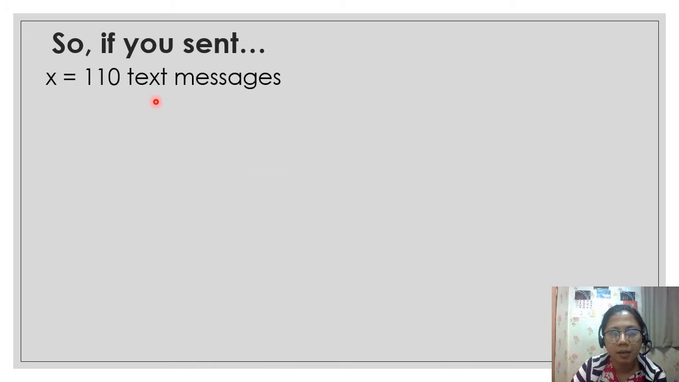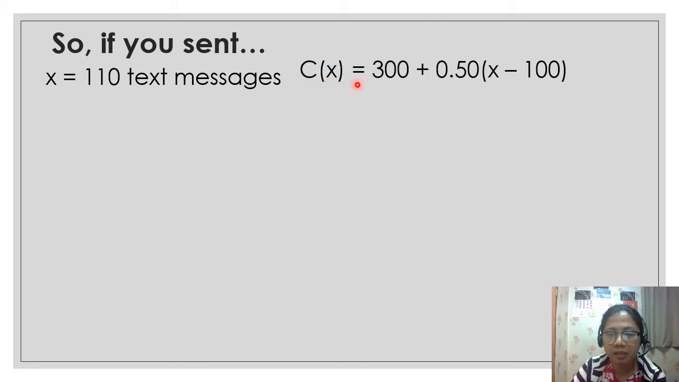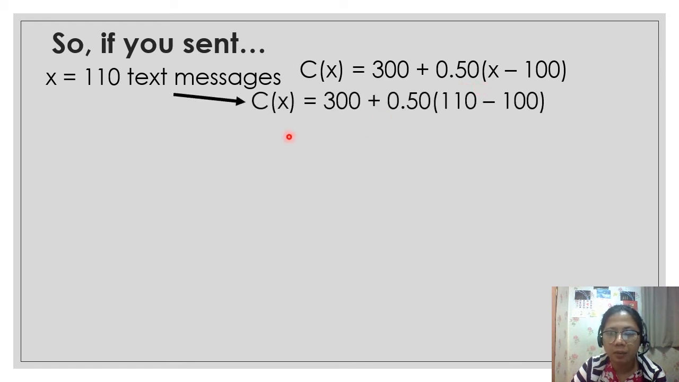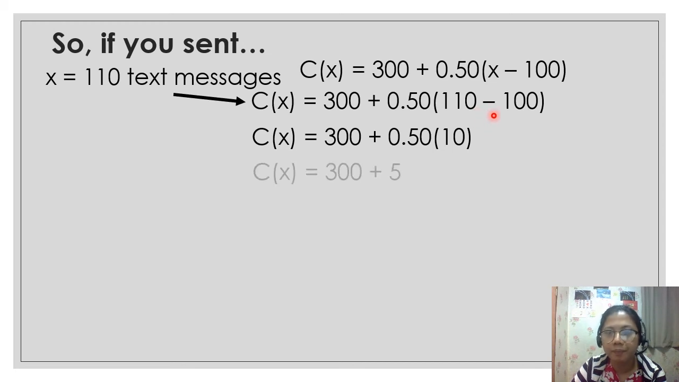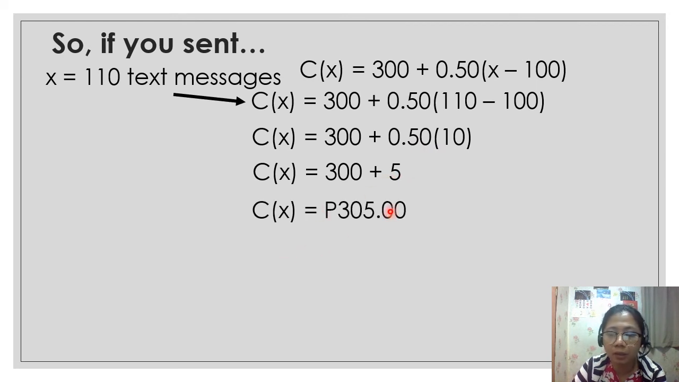So if you sent 110 text messages, then your x is greater than 100, so we will use the formula c of x equals 300 plus 0.50 times the quantity x minus 100. For the computation, we have c of x equals 300 plus 0.50. We will change x to the 110 text messages you sent minus 100. Then we will have 300 plus 0.50 times 10. 10 is the difference of 110 and 100. Then we will have c of x equals 300 plus 5. 5 is actually the product when you multiply 0.50 times 10. And so the total cost of your mobile plan when you sent 110 text messages is 305 pesos.